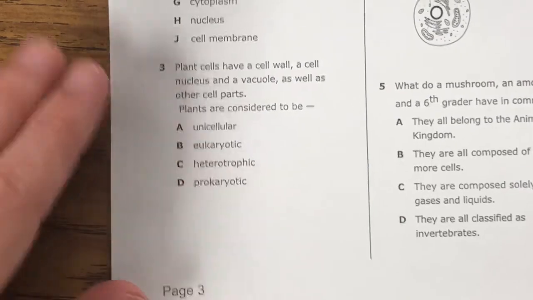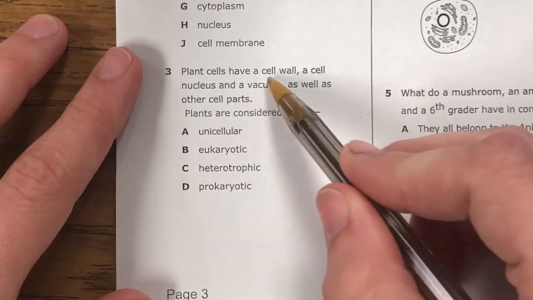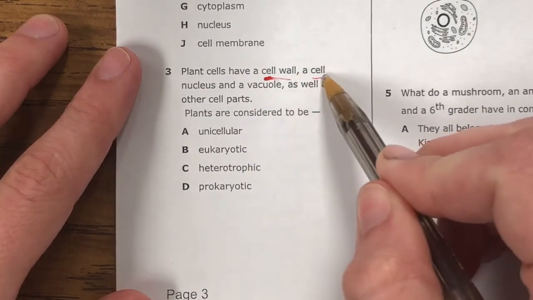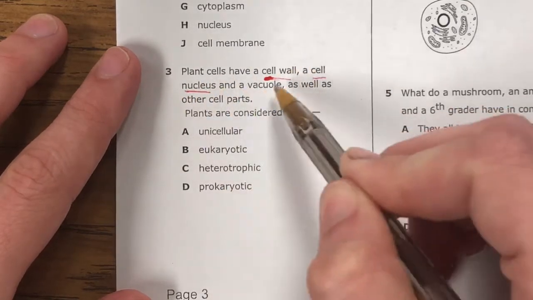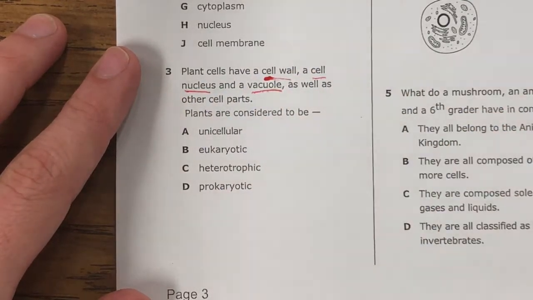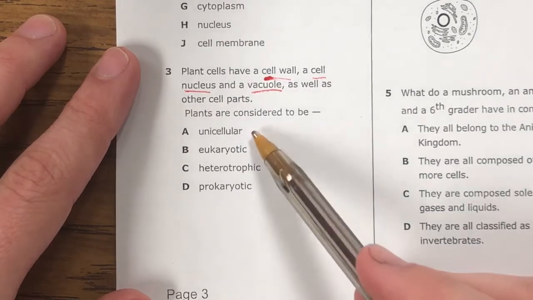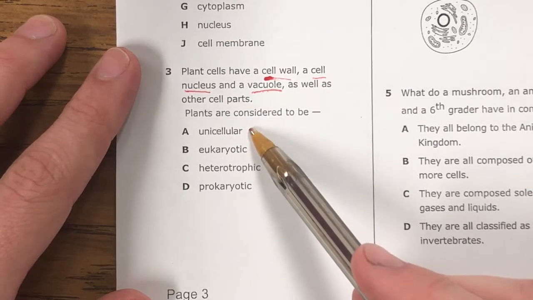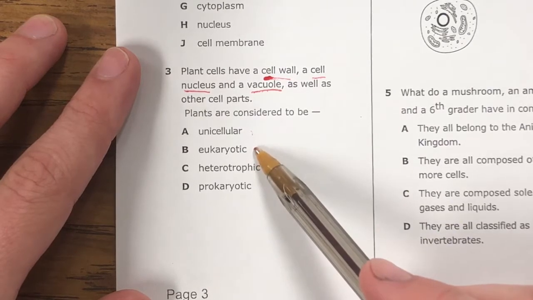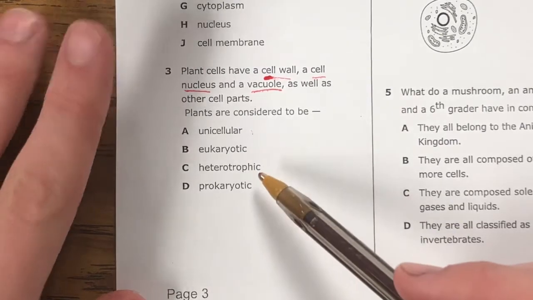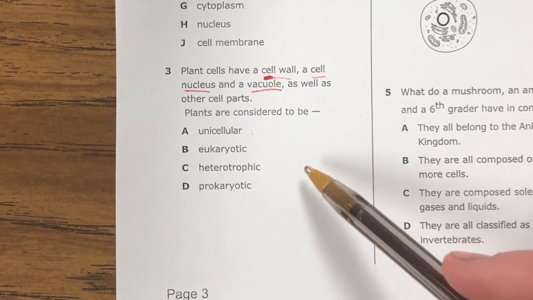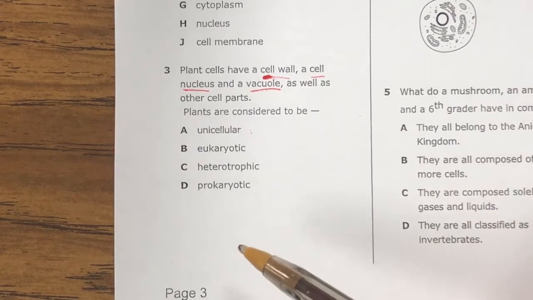Number three, plant cells have a cell wall, a cell nucleus, and a vacuole, as well as other cell parts. Plants are considered to be A, unicellular, B, eukaryotic, C, heterotrophic, or D, prokaryotic.